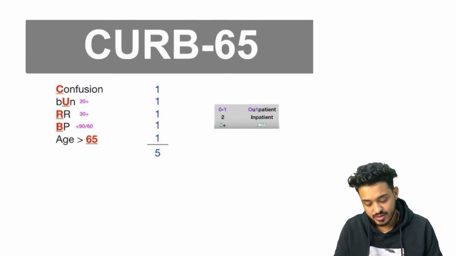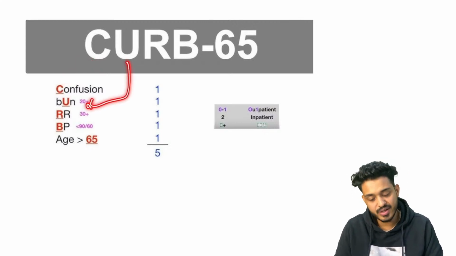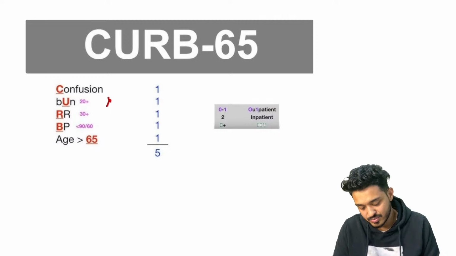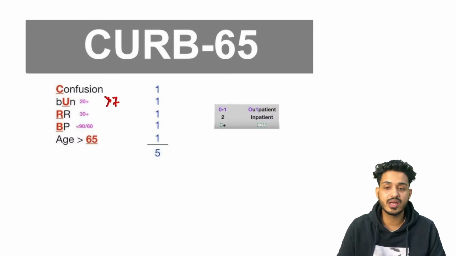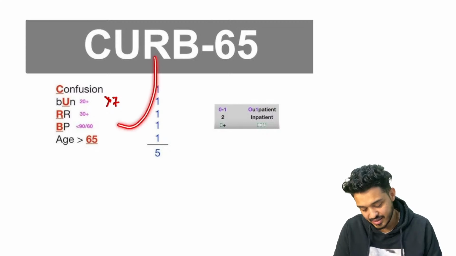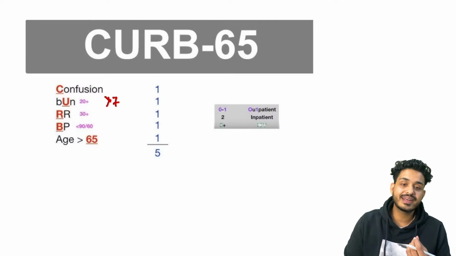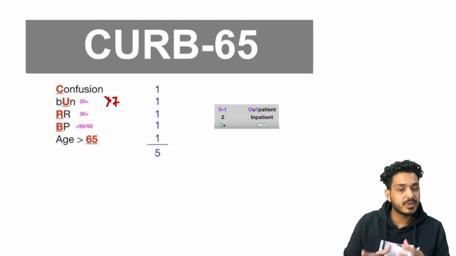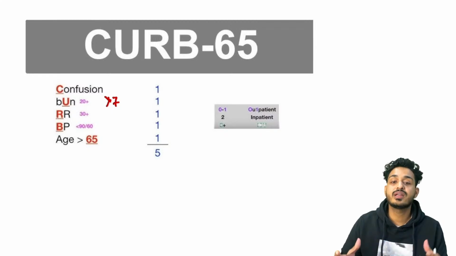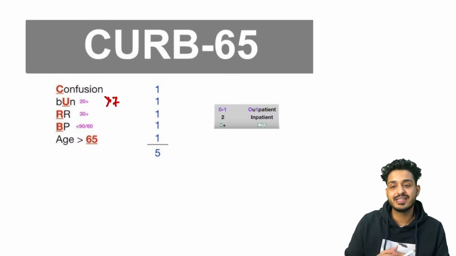So C is for confusion. U is for blood urea nitrogen, if it is more than 7, right? R is the respiratory rate, if it is more than 30. Respiratory rate will be high, tachypnea will be there, but it is shallow breathing, that is why they say take deep breaths.